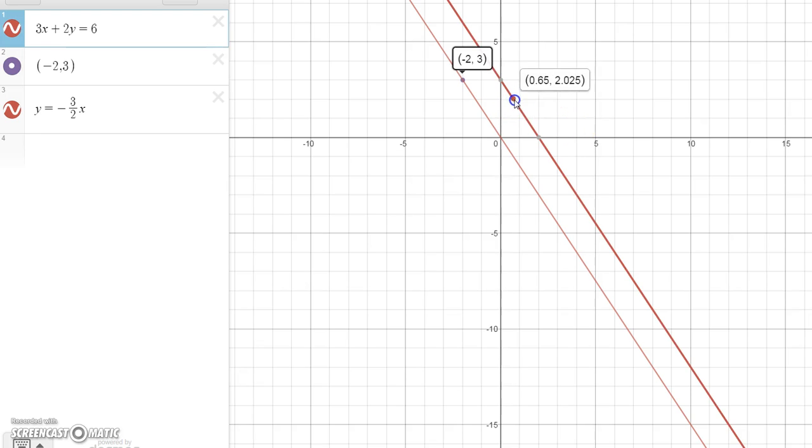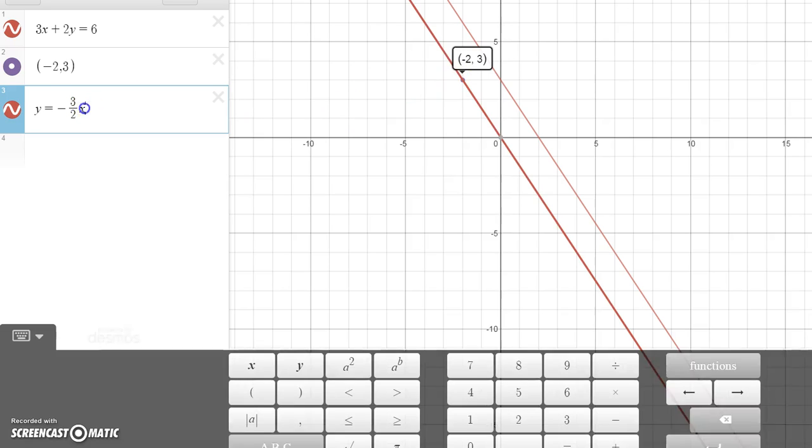This line here was the original line I was given, and remember, this is the point I was given, and I wanted the equation of a line that goes through that point, and this is what we found, y = -3/2 x, but I wanted it to be parallel to this line.